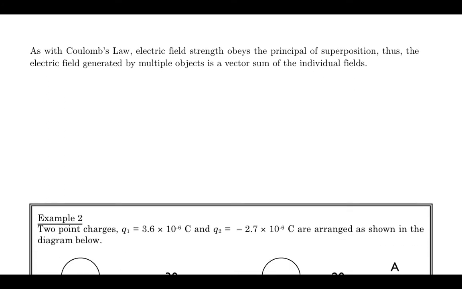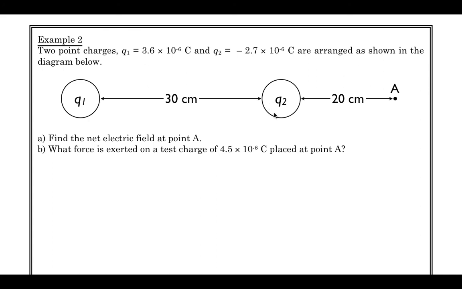And basically the same as Coulomb's law, electric field strength obeys the principle of superposition. So the electric field that's generated by multiple objects is just the vector sum of the individual electric fields. We need to look at an example, and here it is. We're going to look at a simple example first, and then as always, we'll go to something more complicated in the next lesson.